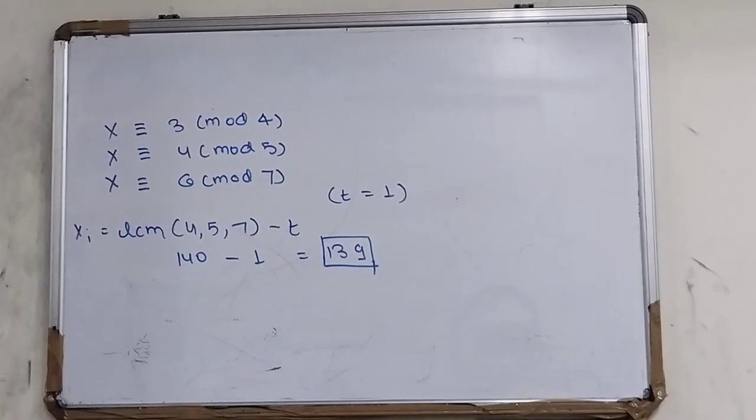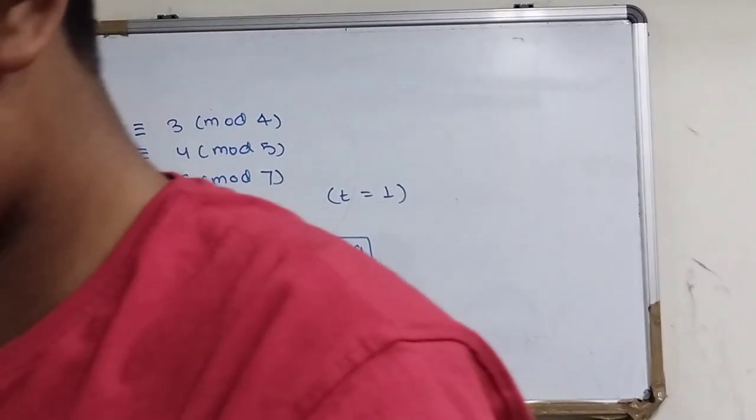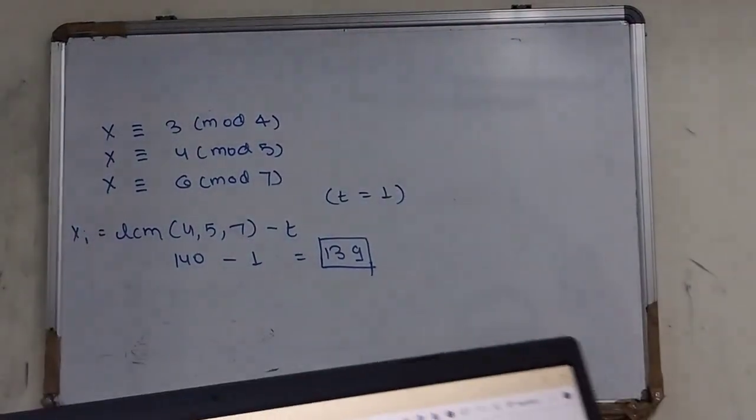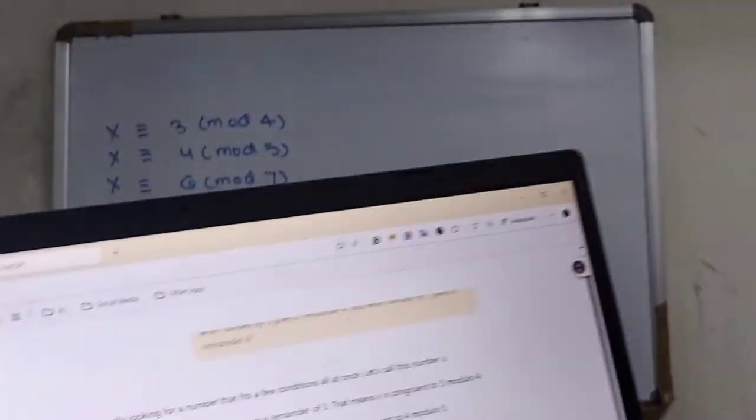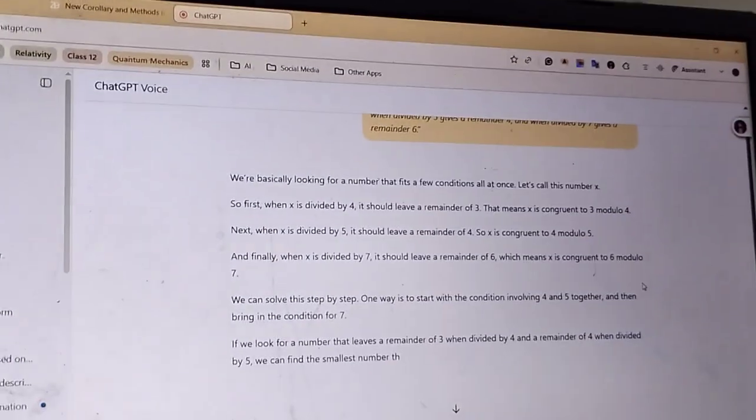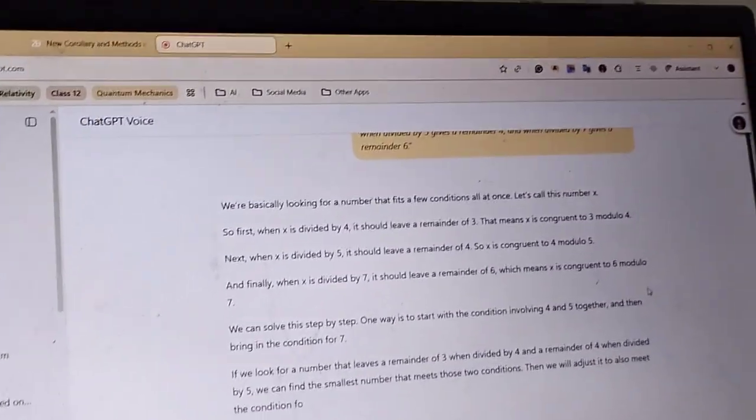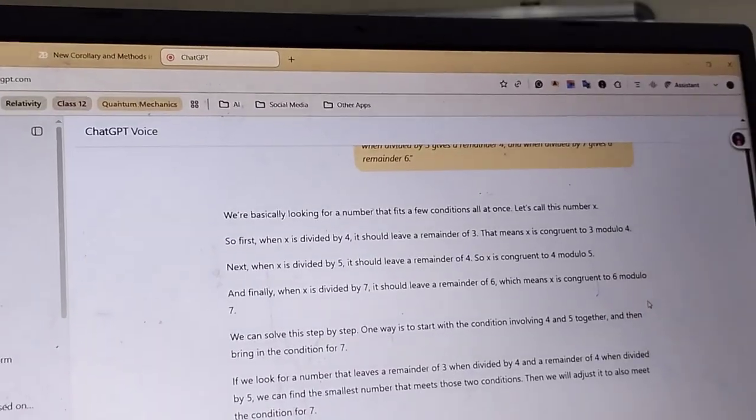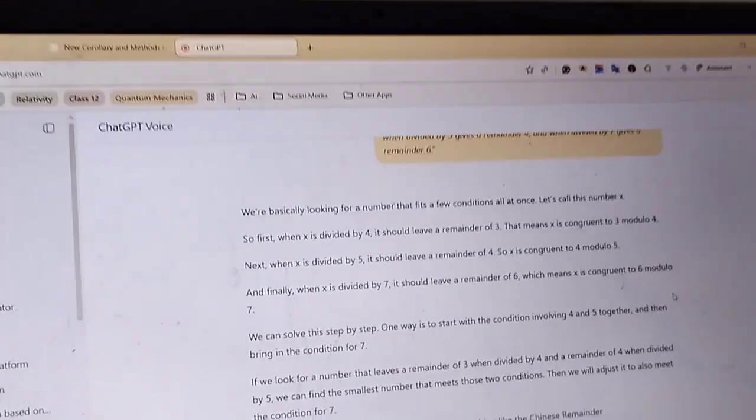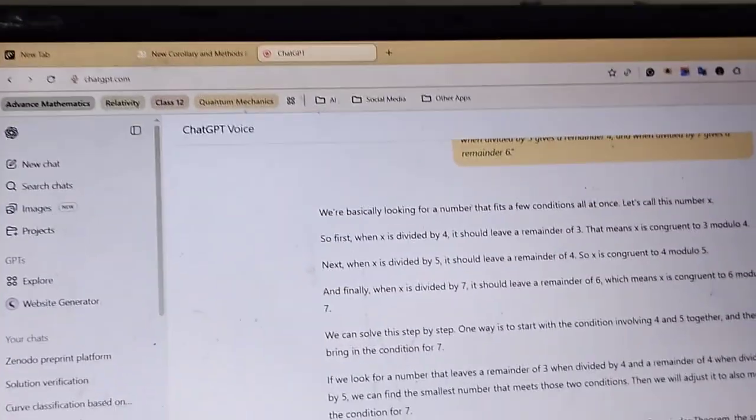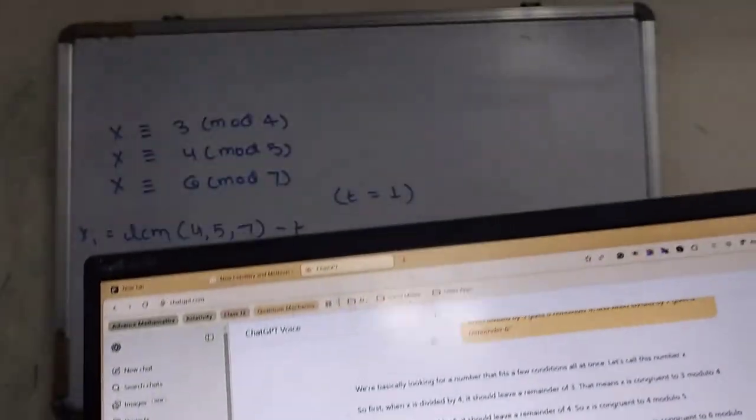One way is to start with the conditions for 4 and 5 together, and then bring in the condition for 7. We look for a number that leaves a remainder of 3 when divided by 4, and a remainder of 4 when divided by 5. We can find the smallest number that meets those two conditions, then adjust it to also meet the condition for 7. It turns out that if you do the arithmetic or use something like the Chinese Remainder Theorem, the smallest positive number that fits all three conditions is 59.